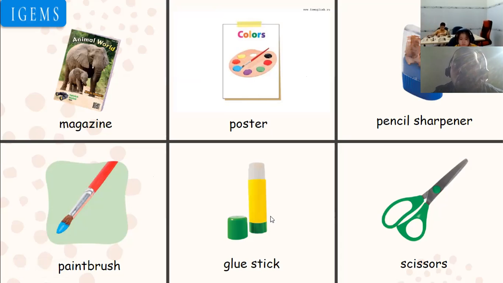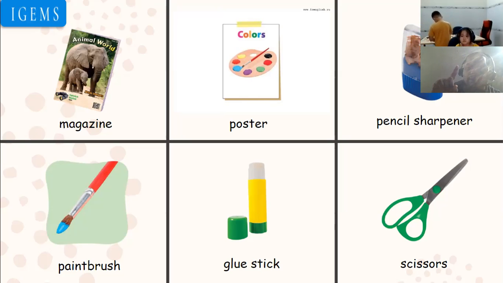Let me help you. Glue stick. Yeah, we use the glue stick to paste things, especially papers, maybe in the notebook. For example, here, this beautiful cow, we used glue stick to paste it. Okay, scissors. Okay, can you do it by yourself? Let me see how you do it.